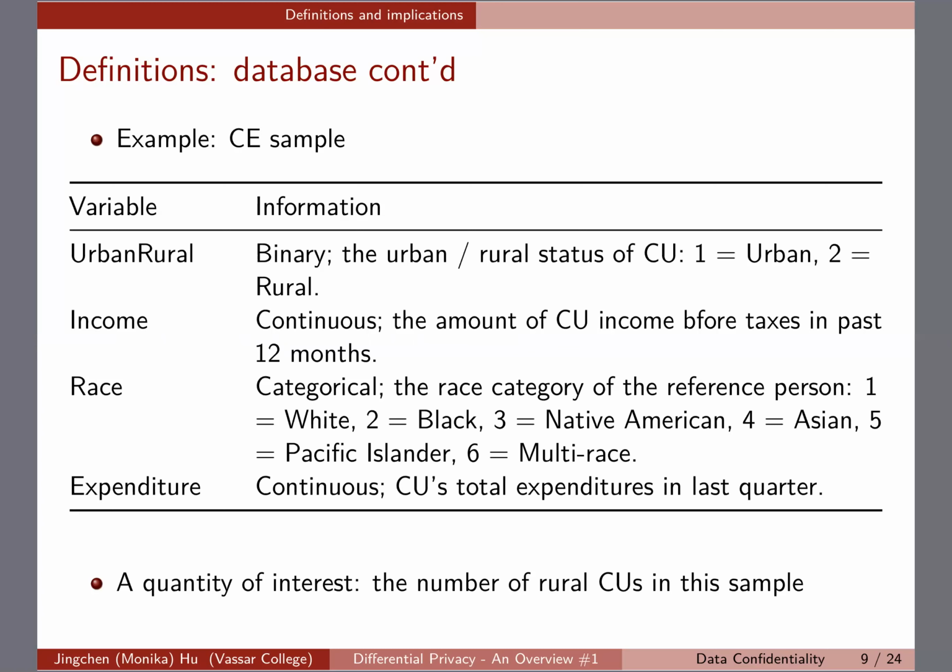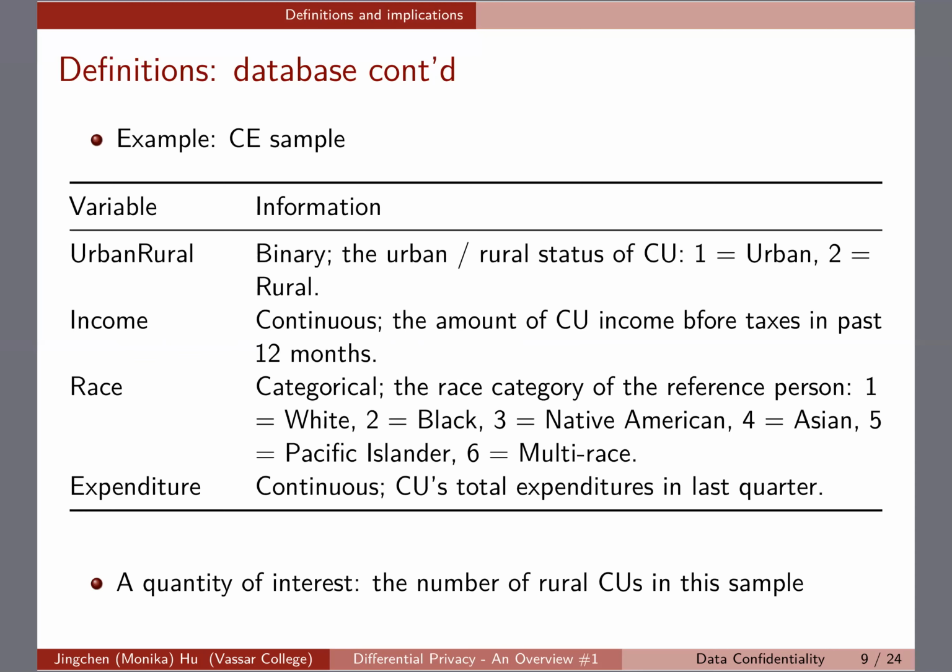Just to get us started, let's say in this sample, the analyst is interested in the number of rural CUs. I think this sample has close to 1,000 observations. And the urban-rural variable, if you remember, the first variable, is binary. It's urban if it's 1, and rural if it's 2.